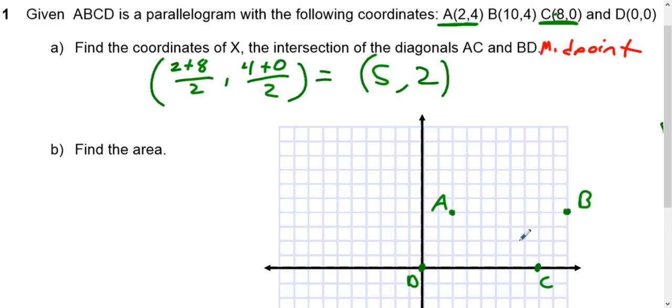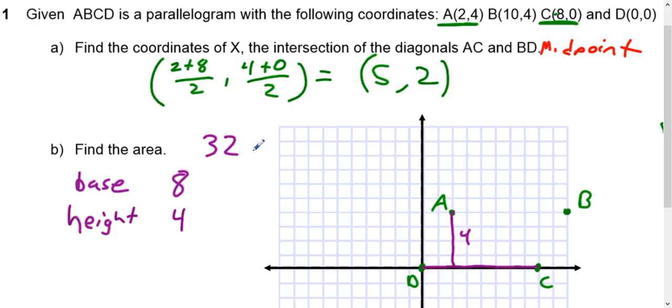We need the base times the height to get the area. For the base, we'll take the easy measurement going straight across from D to C. That's 8. The height just needs to be perpendicular to that, so it's going to go straight up to A, and that'll be our height. We can just count it out: 1, 2, 3, 4. Area is base times height. 8 times 4 is 32.